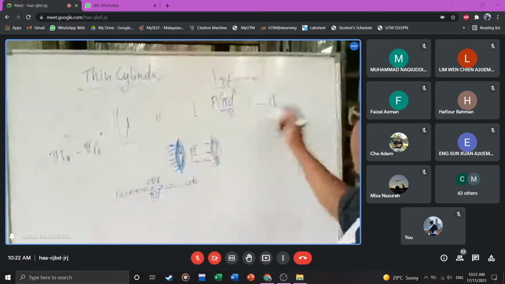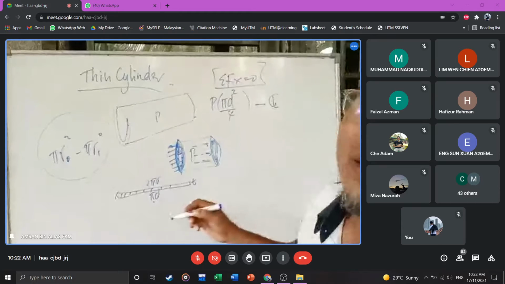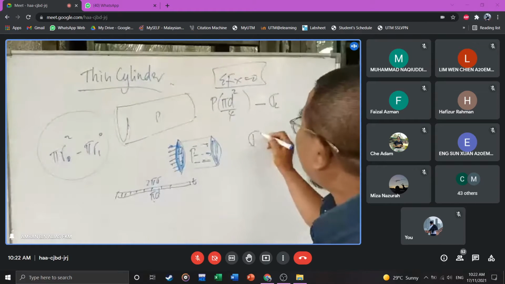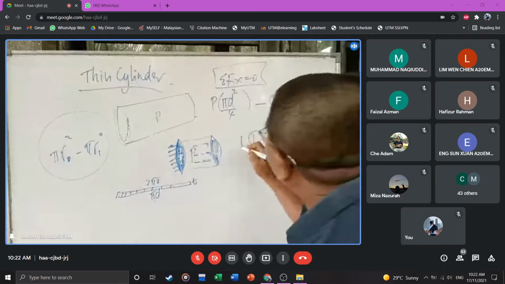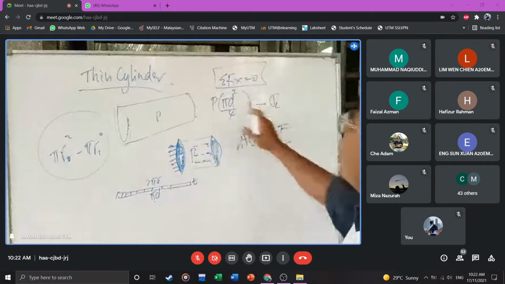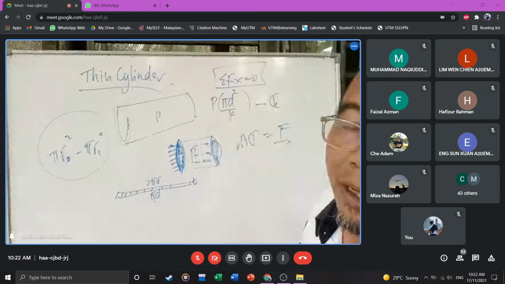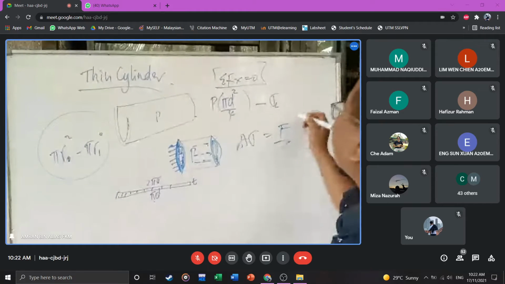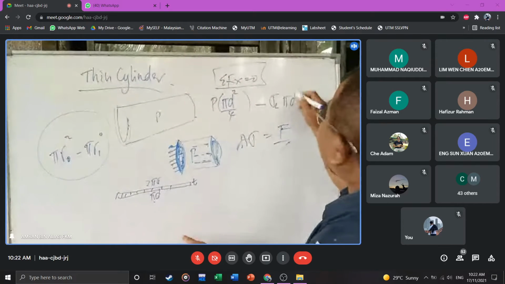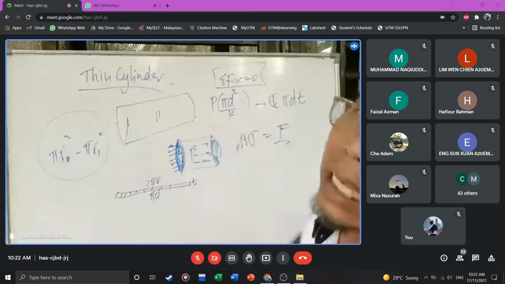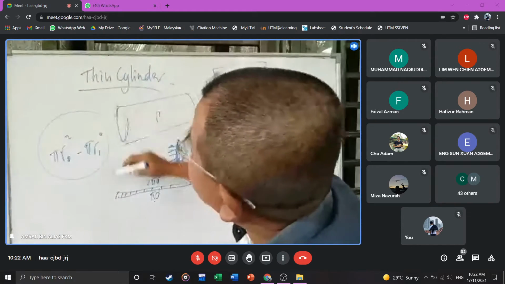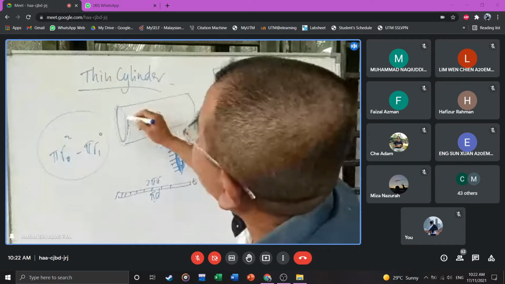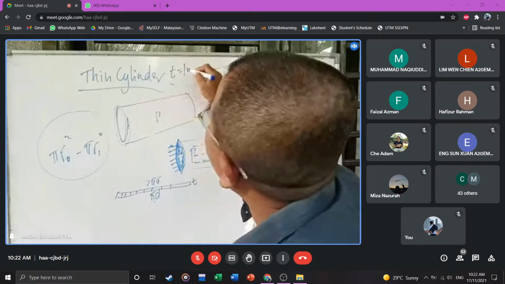So this one, the stress times the area. Because the stress is load divided by area, the stress times the area becomes the force. This is the force. Are you with me? So the area here is pi d times t, the thickness of that thin. Let's say we have the thickness is 1 mm.